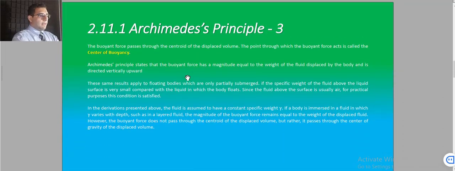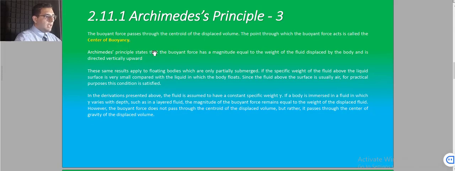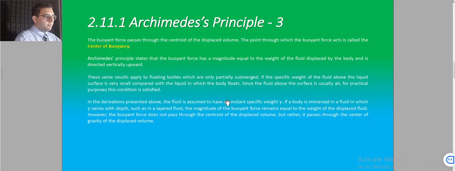As I have told you, the buoyant force passes through the center of the displaced volume, which means that the center of the displaced volume is the center of buoyancy.